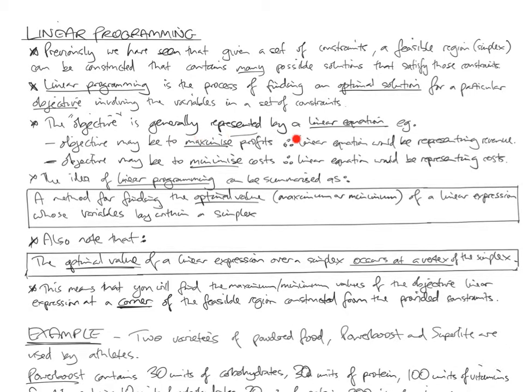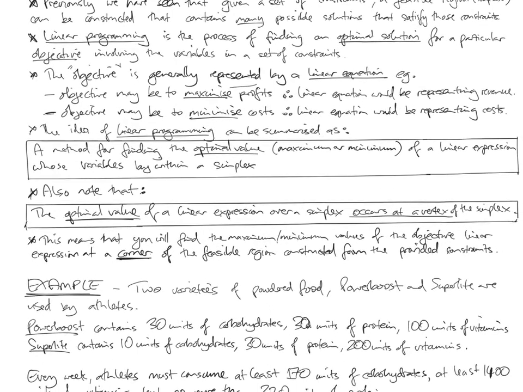So the objective is generally represented by a linear equation. In our topic, it's going to be linear equations that are of the objective. Some examples of that might be: the objective might be to maximize profits, therefore the linear equation representing that objective would be representing the revenue. Another objective may be to minimize costs, therefore the linear equation would be representing costs in that case.